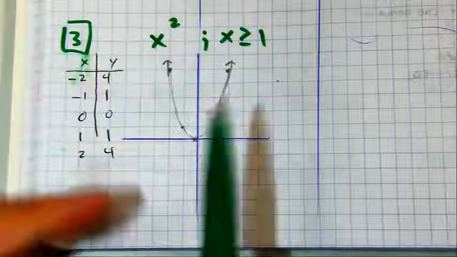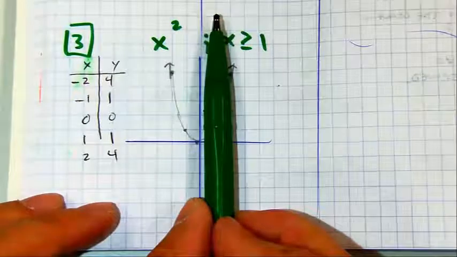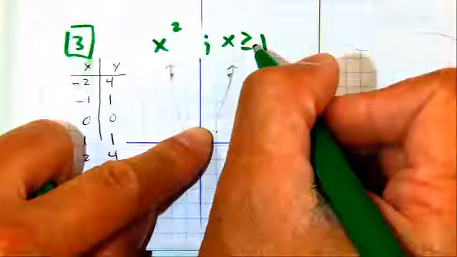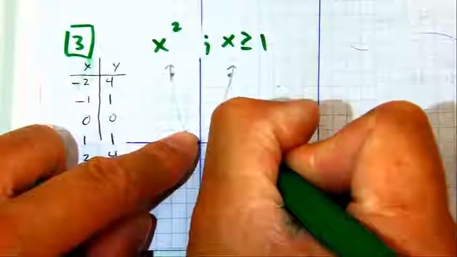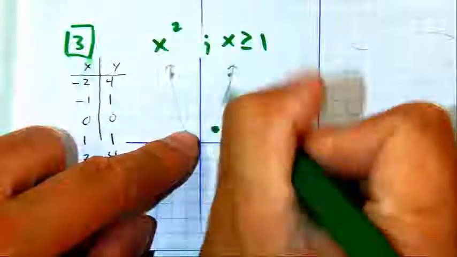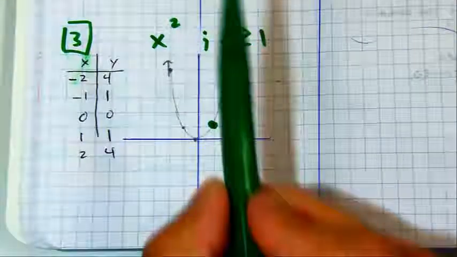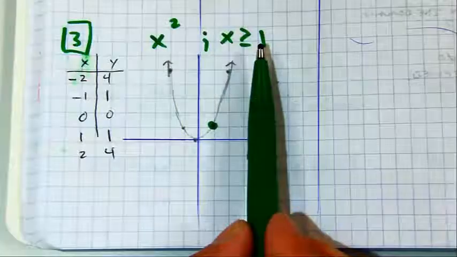I go to 1. I put my pen down. Here is 1. Class, open or close? Close. Remember, it's equal to. You include it. Okay, left or right? Where numbers are bigger than 1? To the right.